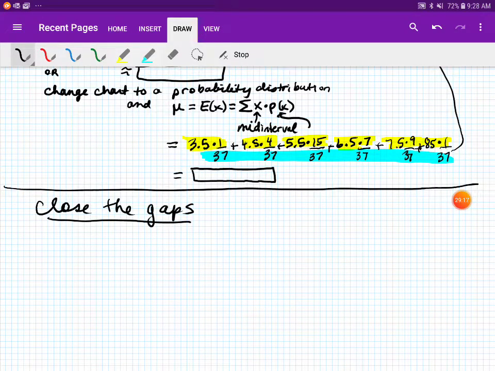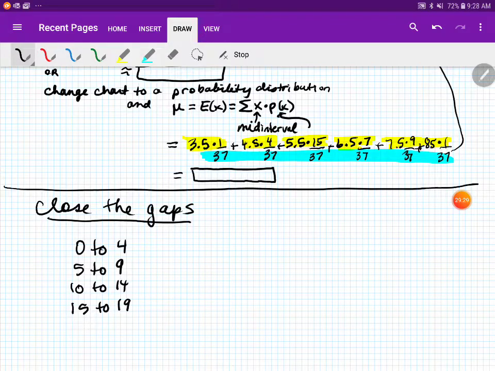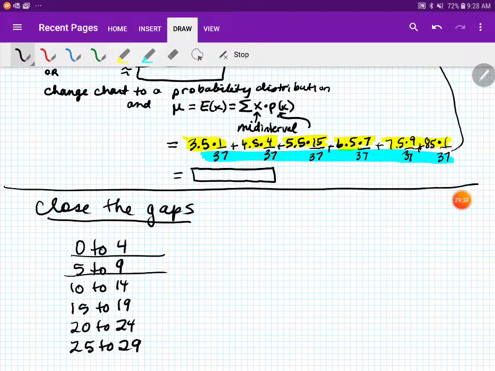Okay, so let me show you, if you have 0 to 4, 5 to 9, 10 to 14, 15 to 19, 20 to 24, and 25 to 29. Okay, so let's say those are your classes. Imagine those are your classes.